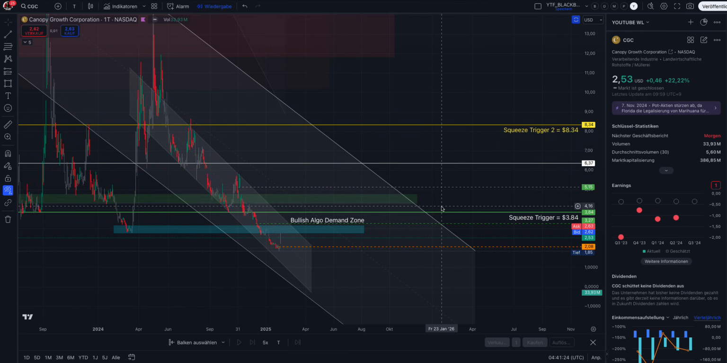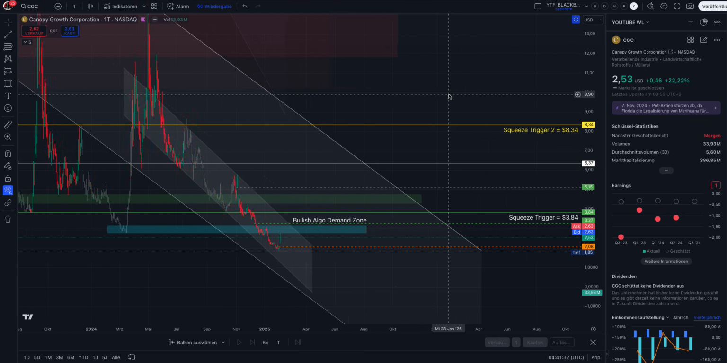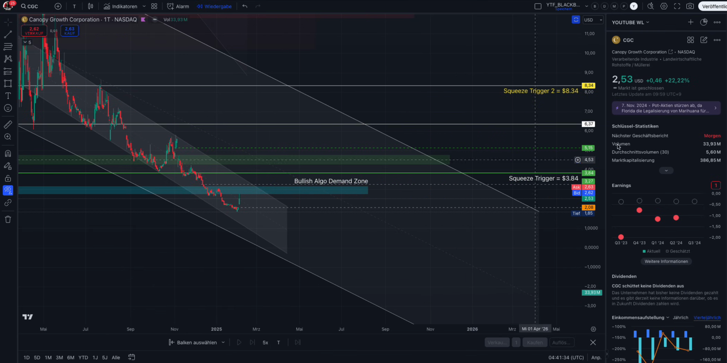For now, if we break $3.84, guys, we have a volatility range between, as I said, $5.15 and $8.34 for Canopy Growth. Yeah, that looks very good. I like the volume.